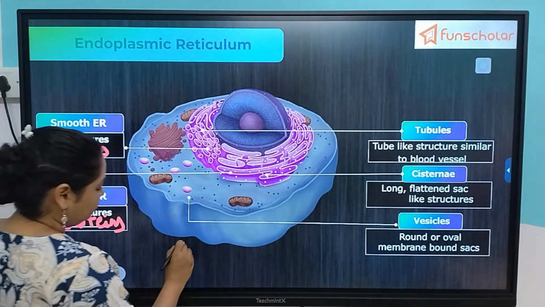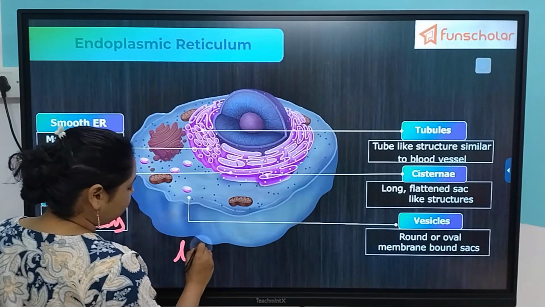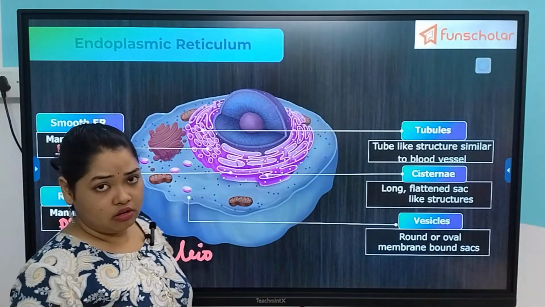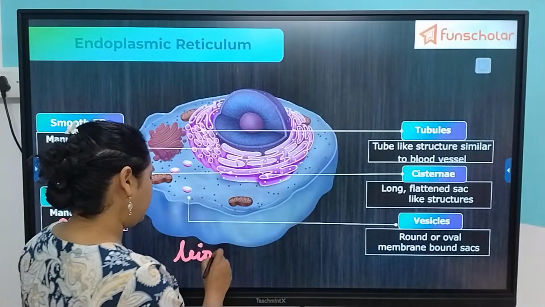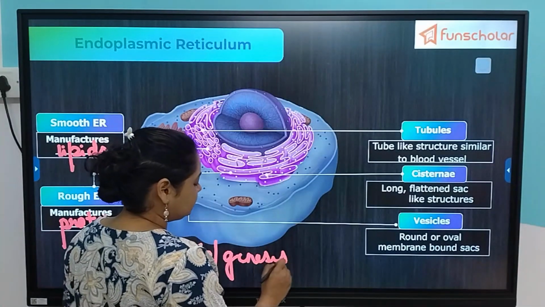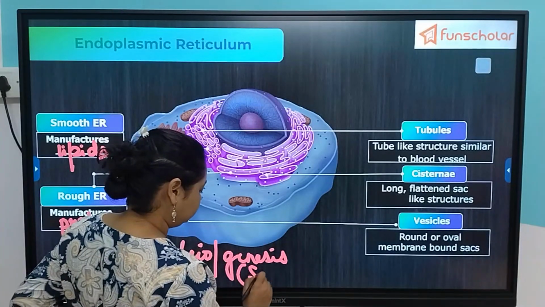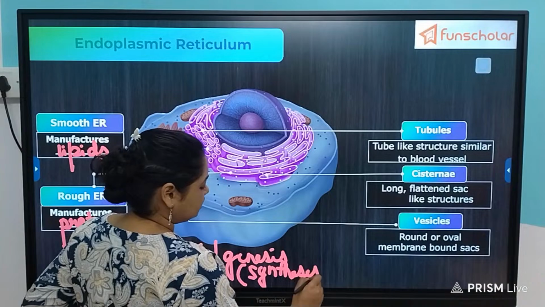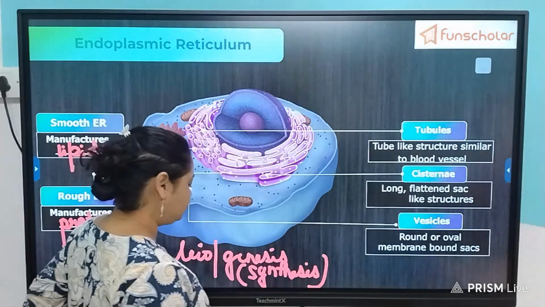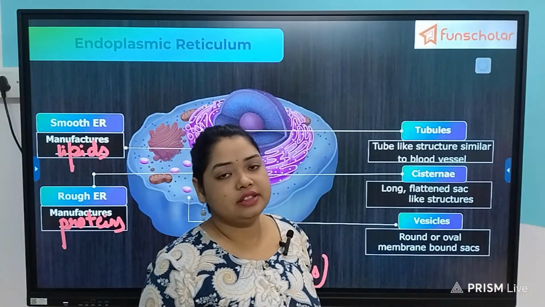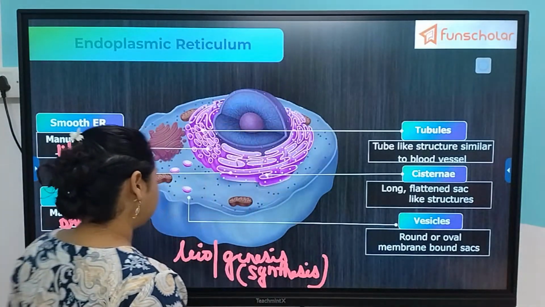So bio means anything relating to any biological organism or living organism or living molecule, and genesis means synthesis, right? So biogenesis means the production of the cell membrane. That is why the name is membrane biogenesis.